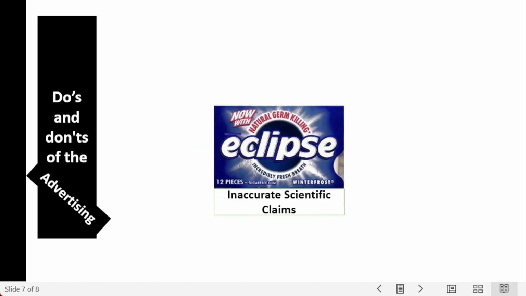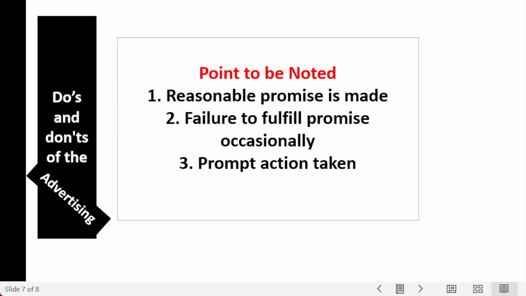Now, inaccurate scientific claim. Eclipse is a bubble gum or a chewing gum where it claimed that it has a natural germ killing ability, but when it was tested it proved to be a wrong claim. So this inaccurate scientific claim was treated as misleading advertisement, and they were fined millions of dollars. So that's again misleading advertisement.